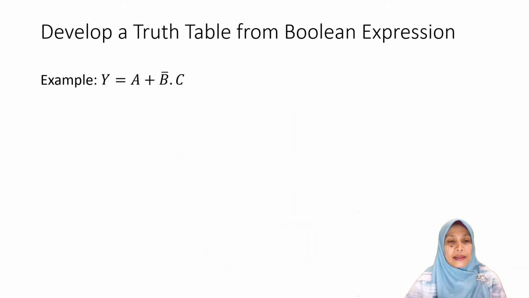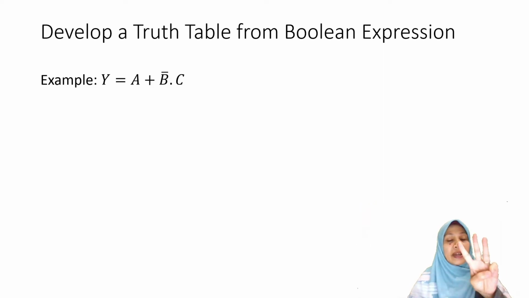Next topic is about how to develop a truth table from a Boolean expression. Okay, I jump directly to the example. So we have the equation Y equals (A plus B bar) dot C. How many inputs do we have here? We have 3 inputs, A, B, and C. So you need to list all the possible inputs.